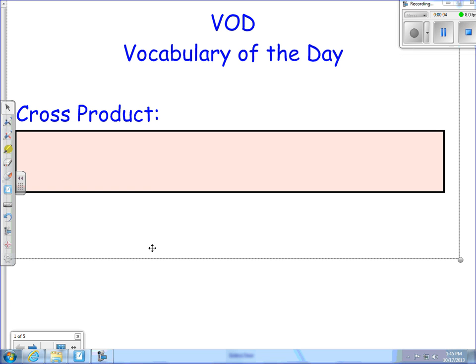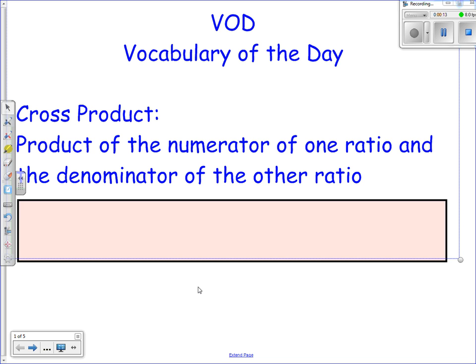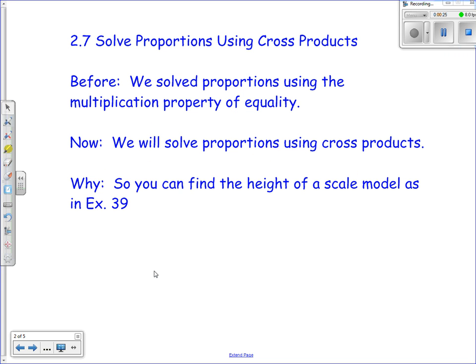Class, we're in 2.7. It starts in your book on page 120. We have one word of the day today, one vocabulary word, and that word is cross product. Cross product is defined as the product of the numerator of one ratio and the denominator of the other ratio. Don't get this confused with multiplying fractions. This is talking about ratios, not multiplying fractions. So our goal today is to solve proportions using cross product.